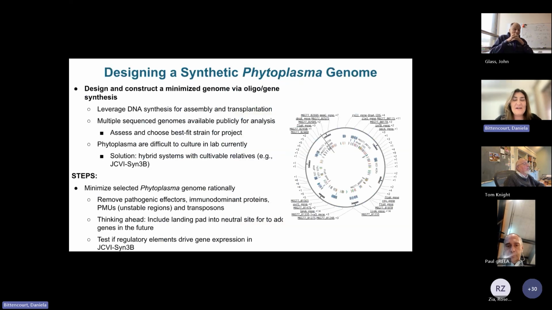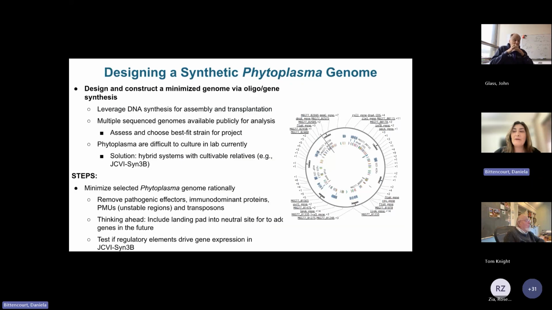But how are we going to do this? How are we going to build this thing? To design a synthetic phytoplasma genome, we are planning to combine comparative genomics and DNA synthesis. And the idea is to rationally minimize a selected genome, removing pathogenic effectors and unstable regions such as PMUs and transposons, and keeping only the essential functions. So we can leverage DNA synthesis and yeast-based assembly for transplantation, for instance, once we have all this genome assembled. And we also plan to include a landing pad to add new genes in the future.